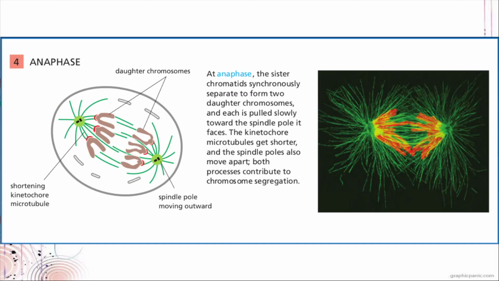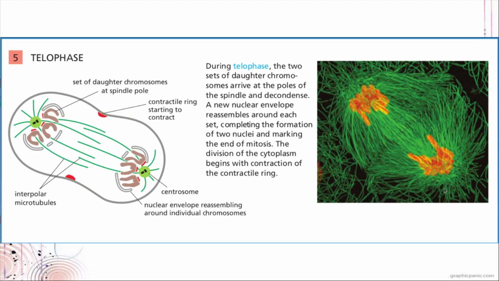So that's the metaphase. And then we have the anaphase. It's called ana because it means to separate or to cut. At anaphase, the sister chromatids synchronously separate to form 2 daughter chromosomes, and each is pulled slowly toward the spindle pole. The kinetochore microtubule gets shorter and the spindle poles also move apart. Both processes contribute to chromosome segregation. As you can see here, if it's lined up in the metaphase, in the anaphase it separates, going to the opposite ends.